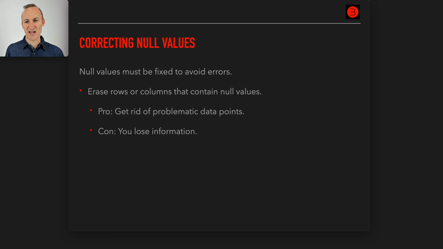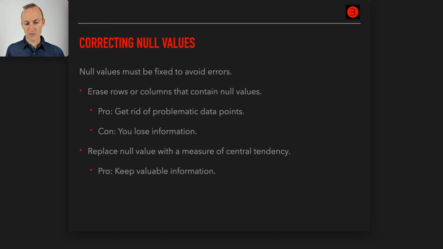The idea here is that if you've got null values, we'll just get rid of them. Okay, well, you can't get rid of an individual point. That's what a null value is. So it'd have to be the whole row or the whole column. Or you could replace null values with a measure of central tendency. This is a pro because it allows you to keep valuable information, say, in the other columns or rows. But the con is making assumptions about the data.